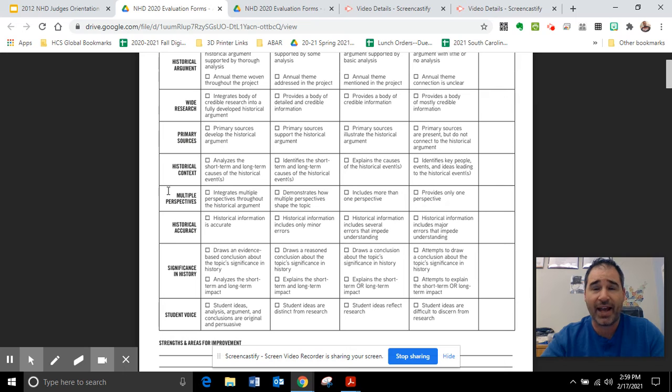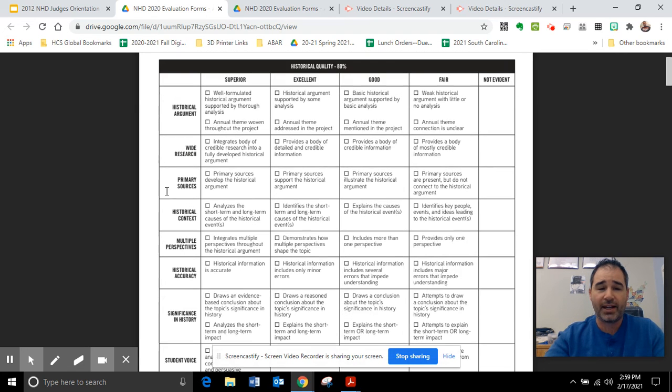Significance in history, that's that last third, which is what are the consequences? What are the outcomes of this? What are the short-term consequences, but what are the long-term impacts? And it's really great if they can make modern connections to the past. The last one is student voice, and this one is also going to be a little tricky for some students. This is going beyond just finding things that they've read in the source material and trying to combine things together so that their analysis really shines through the project.